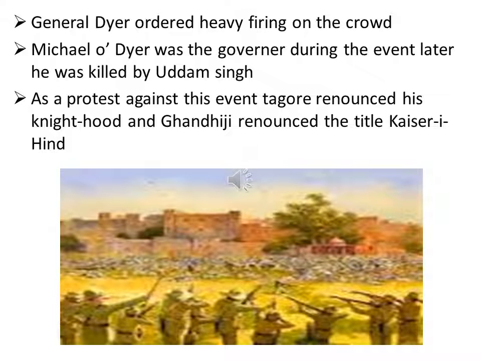Michael O'Dwyer was the governor of Punjab during the event. Later, he was killed by Udham Singh. As a protest against this event, Tagore renounced his knighthood and Gandhiji renounced the title Kaiser-e-Hind.